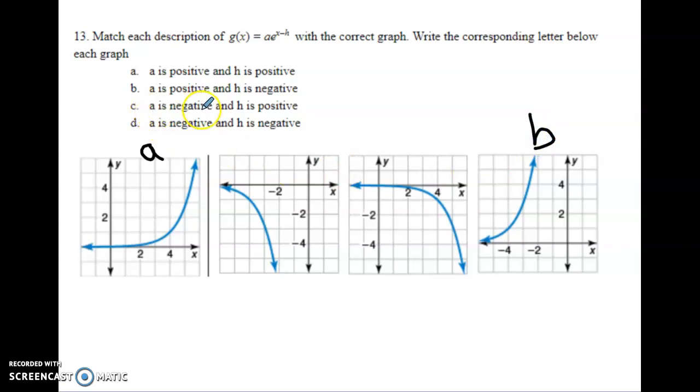C, A is negative, so it's going to be a decay. It's going to look like this, not necessarily a decay, it's the inverse there. And h is positive, that means it's going to be shifted to the right. So this one is C. And A is negative, h is negative, that one is D.